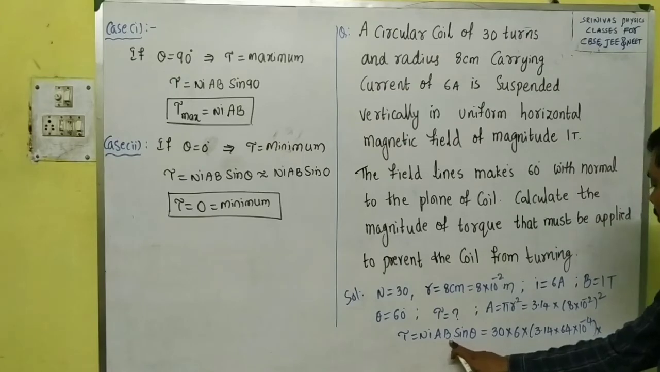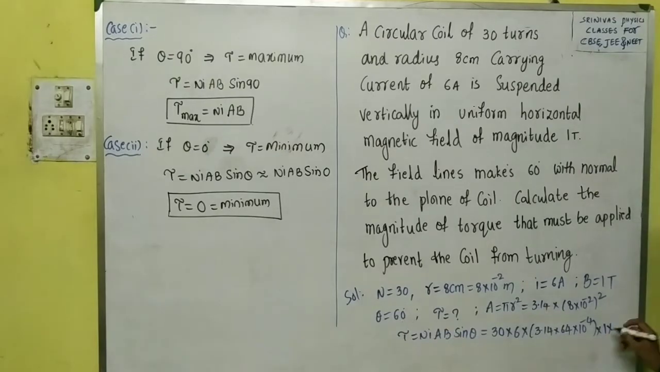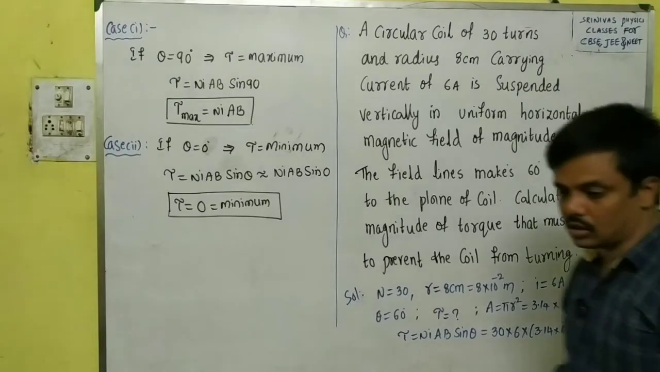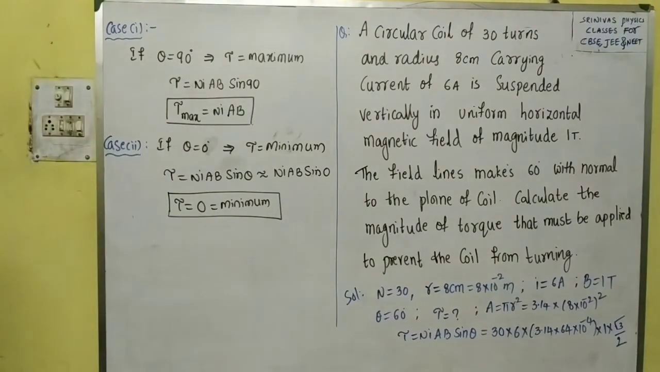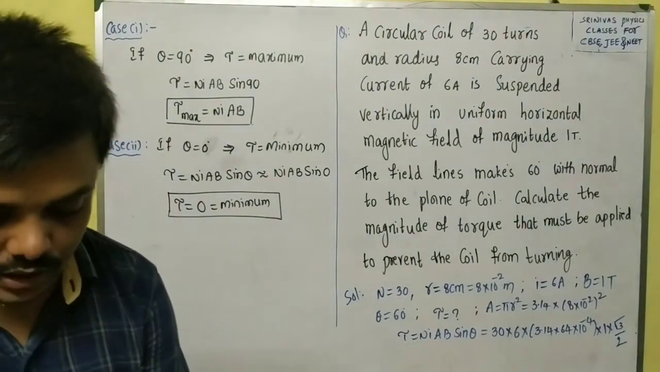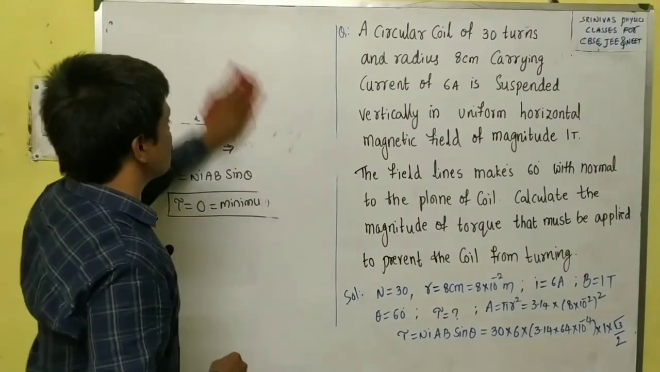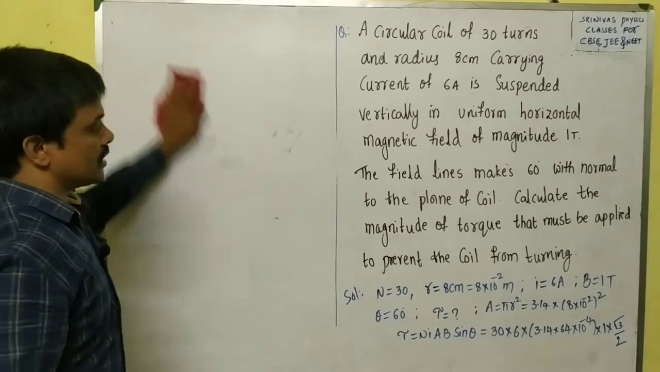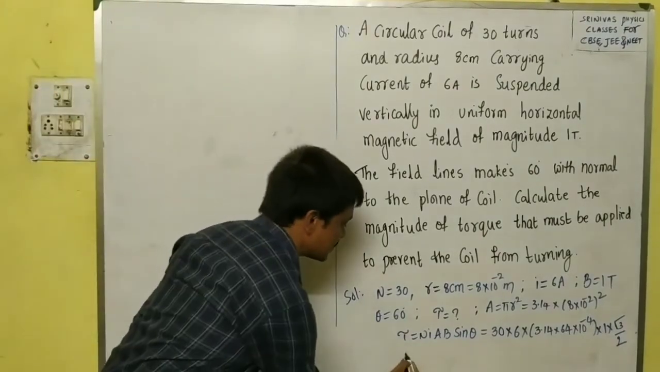That is NIA, completed. Then B sin theta. B here is 1. Sin theta is sin 60. The value of sin 60 is root 3 by 2. Now you can simplify this and we will get the answer. Now I am going to give one homework problem for you, and then with that we will close today's lecture. You can simplify this yourself and see how much value you get.